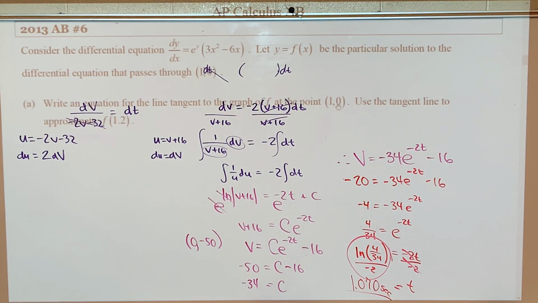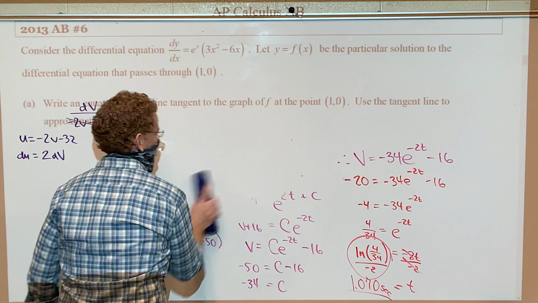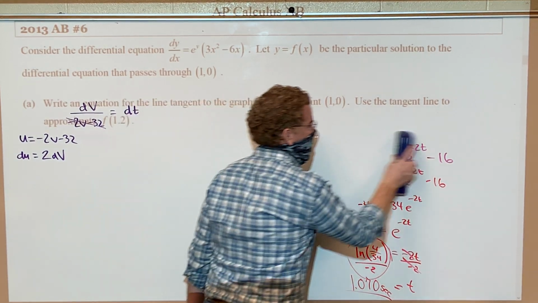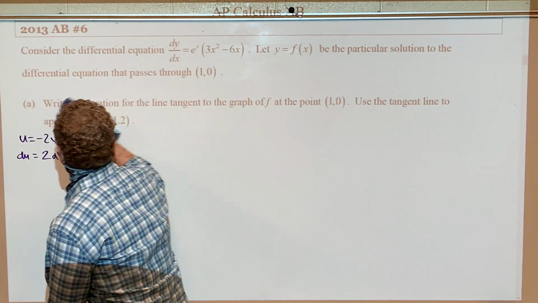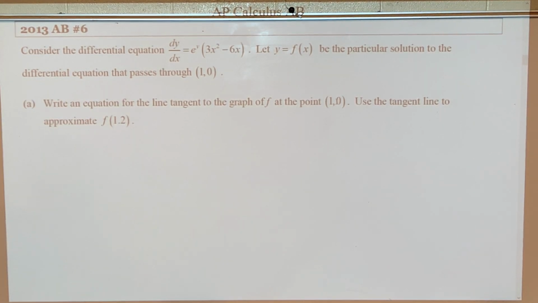So this is 2013, AB number 6. I'm pretty sure that's a non-calculator problem. Nope, non-calculator problem right here. Okay, so here we go. It says write an equation for the line tangent to the graph of f at that point. Again, it's going to end up being a differential equation problem, but they threw a little tangent line approximation in there for fun.